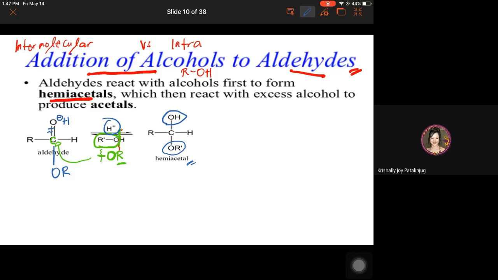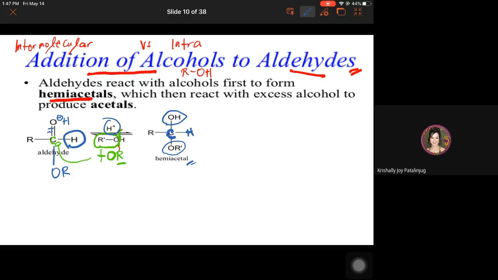Okay? So remember, a hemiacetal has an OH and an OR attached on the same carbon. What is the fourth bonding group? Hydrogen. It is always a terminal hydrogen, because it comes from the aldehyde. Aldehyde always contains a terminal hydrogen. Okay? So that is hemiacetal.